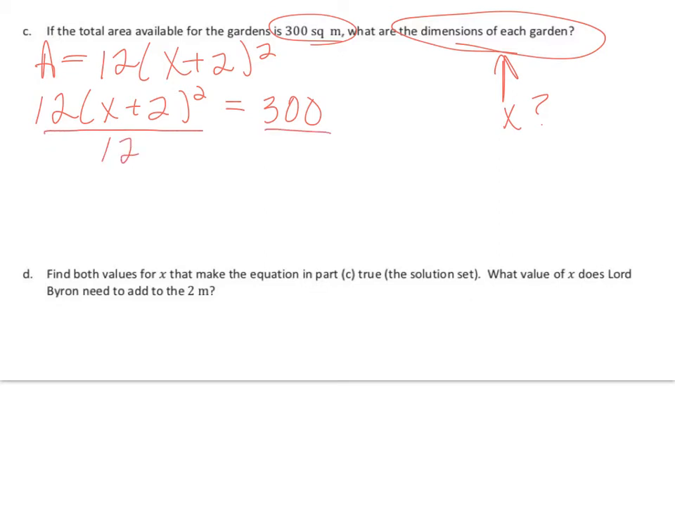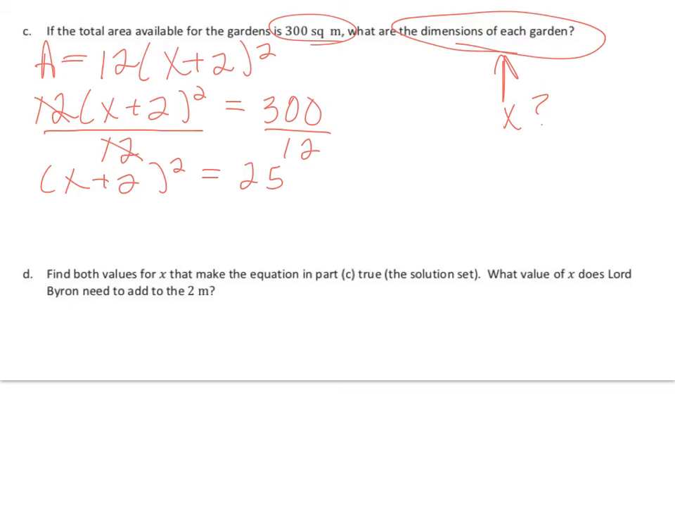Different ways I can solve things. I'm going to go ahead and divide both sides by 12. And I get x plus 2 squared equals 25. Now, this is where we have to use our math skills. We can't just start doing without thinking. Let's think.